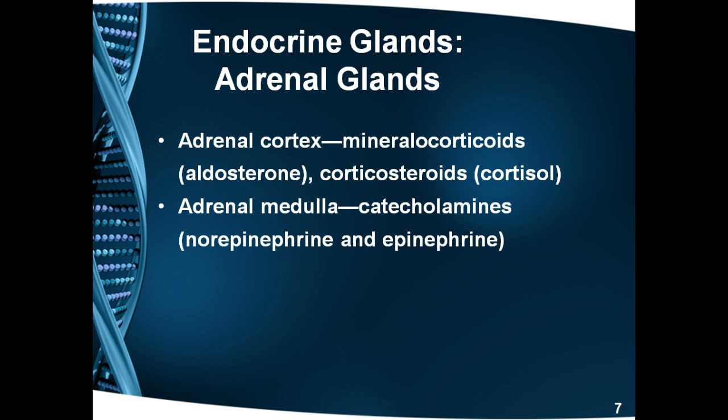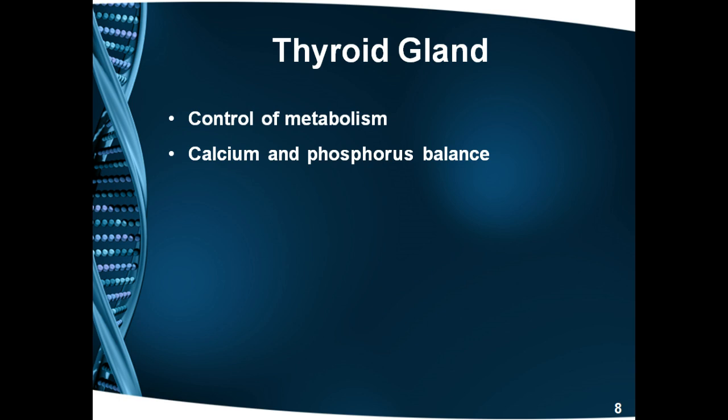And that's because it mainly comes from what they call the sympathetic system. So the sympathetic nervous system, which releases the catecholamines, is more responsible for the fight or flight response in individuals. Okay, then we're going to discuss what we call the thyroid gland.